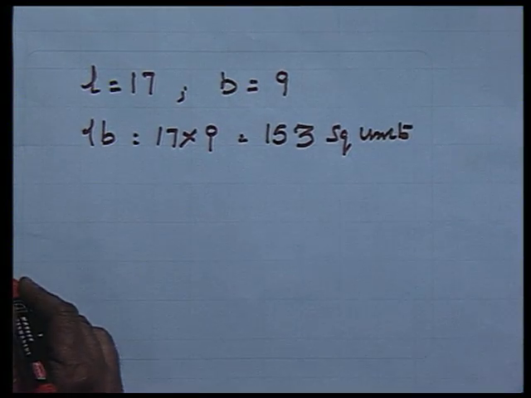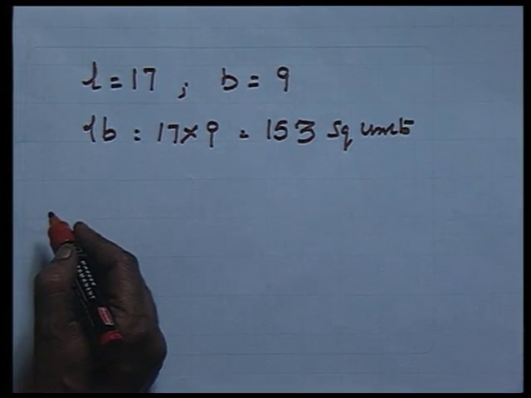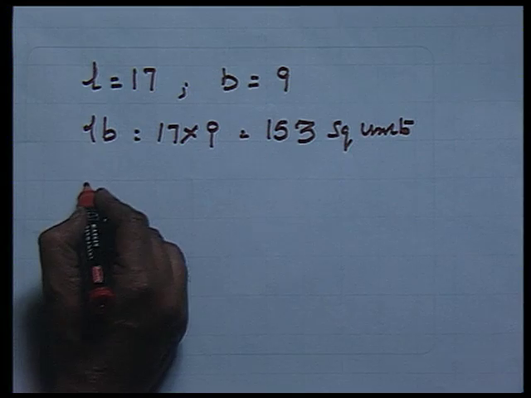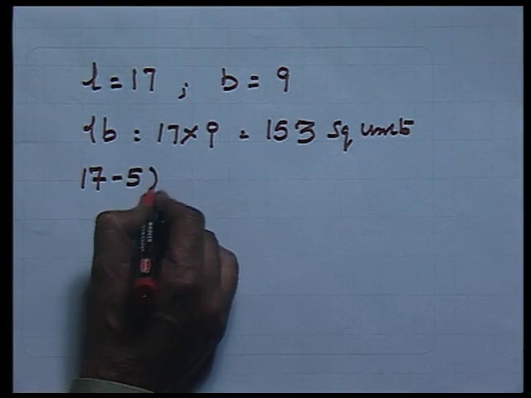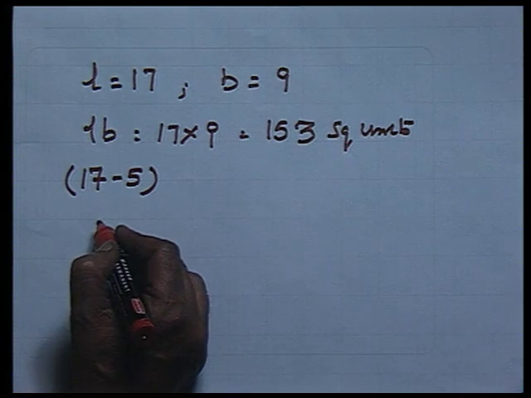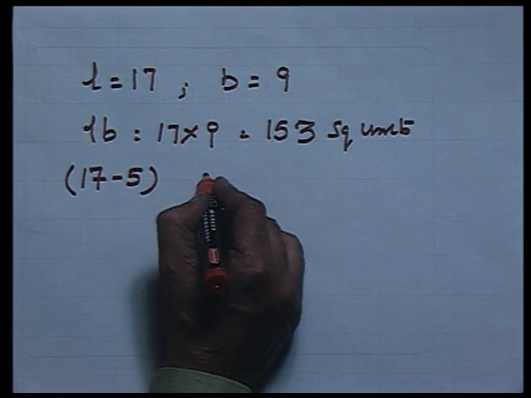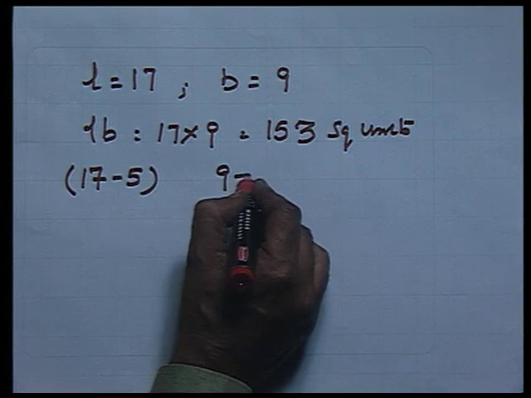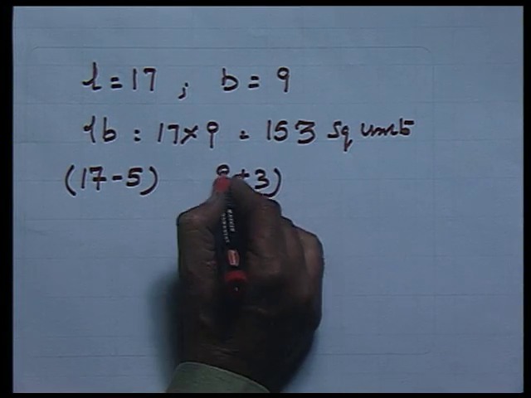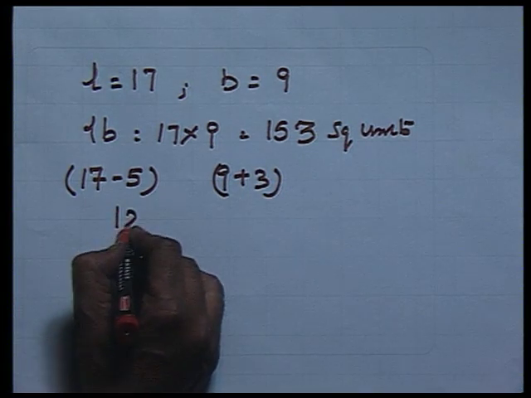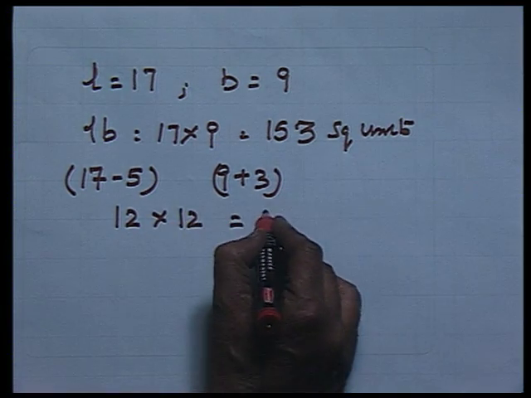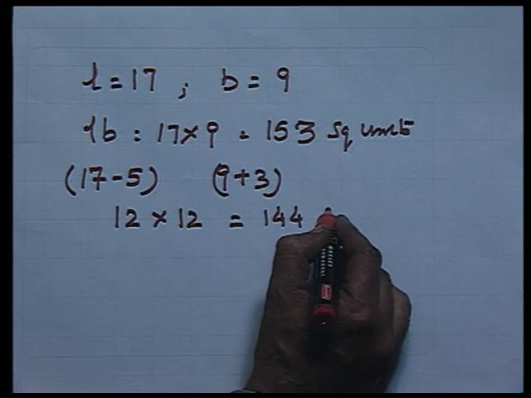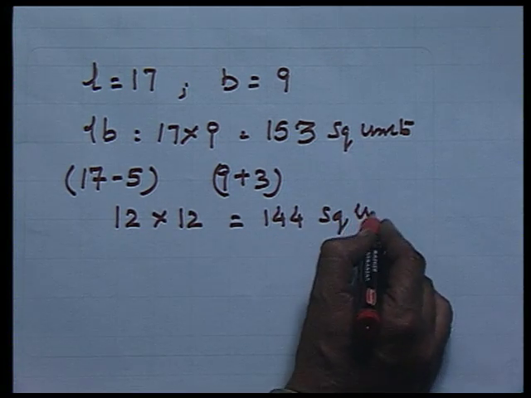Now, recall what the first condition was. The first condition was that the length is reduced by 5 units. So, the new length is 17 minus 5, and the breadth was increased by 3 units. So, the new breadth will be 9 plus 3, and that gives 12 times 12. This is the new area, and the new area becomes 144 square units.